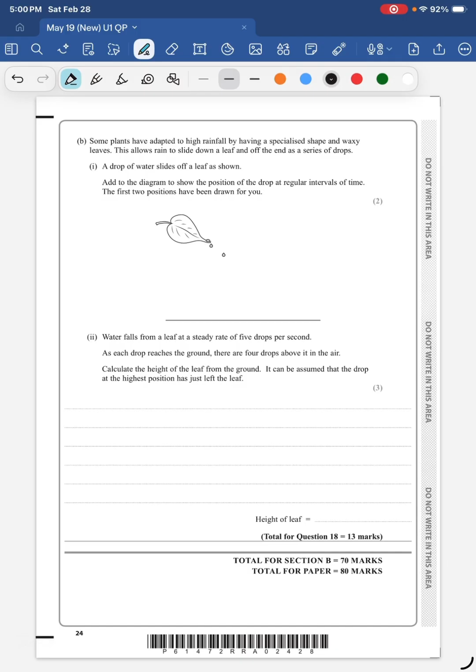Part B, some plants have adapted to high rainfall by having a specialized shape and waxy leaves. This allows rain to slide down a leaf and off the end as a series of drops. A drop of water slides off a leaf as shown. Add to the diagram to show the position of the drop at regular intervals of time. The first two positions have been drawn for you.